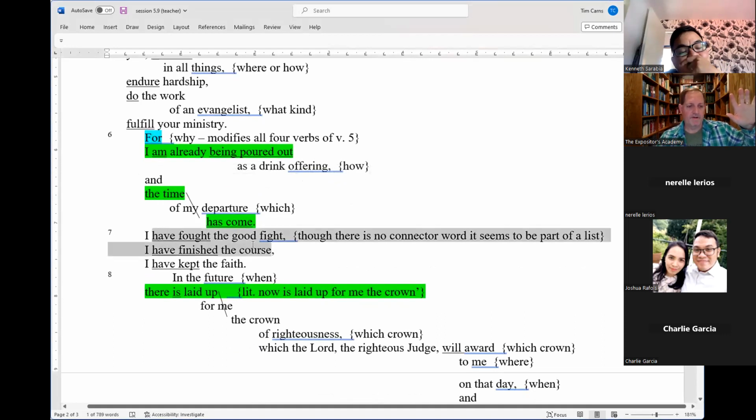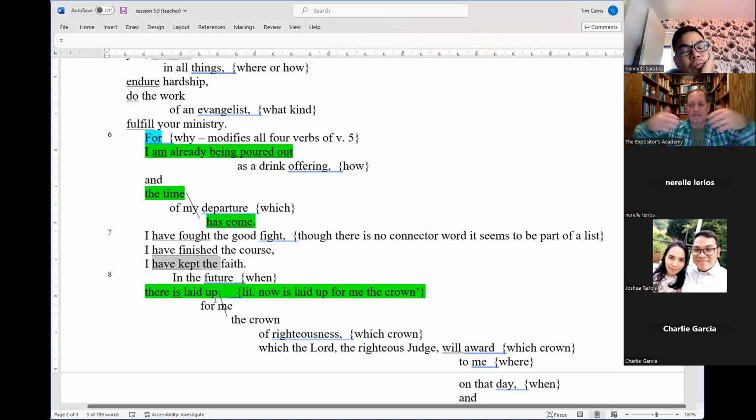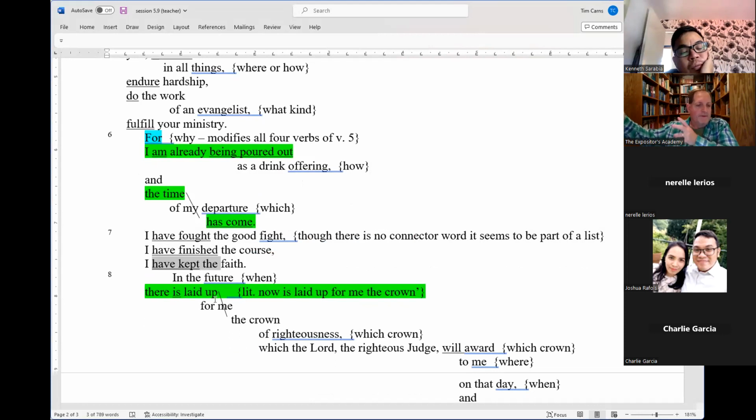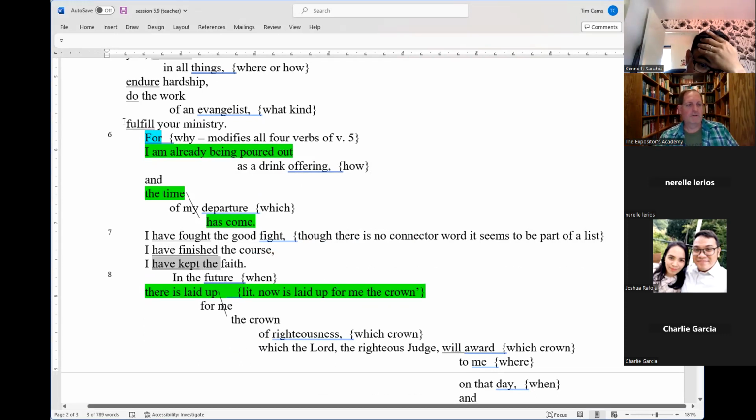The time has come. I fought the good fight. I finished the course. I've kept the faith. The crown is laid up for me. I think he's just stating these several remarks that I believe are just part of this conjunction "for." Okay, so that's how I took it. You may or may not agree, but at least it makes sense what I did here.